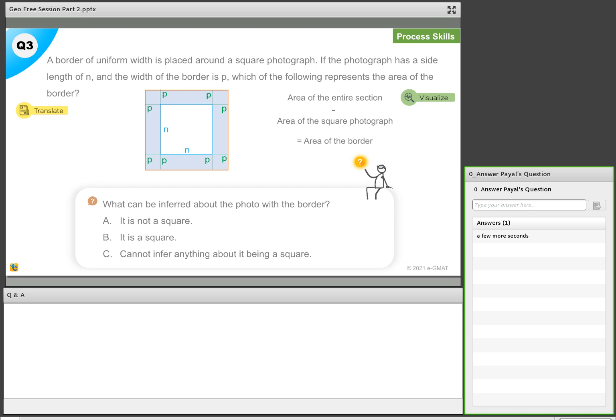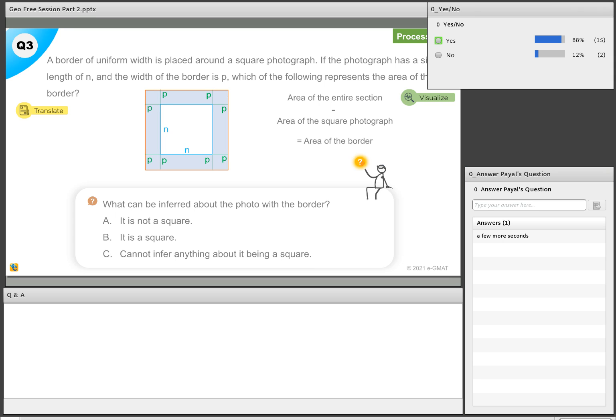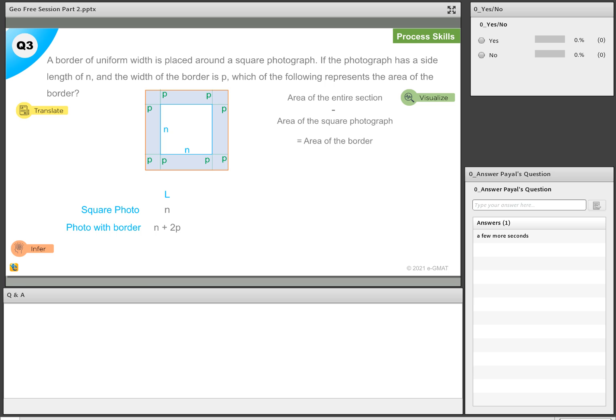And let me get my yes no poll here so that I can get that answer from you. How many of you were able to draw this inference that what comes out is the square? Good. Okay, now was there anybody who was not able to? Tell me how many of you were not able to draw this inference that the entire section outside is a square. Was there anybody who wasn't able to draw that inference? Click yes if you were not able to draw that inference.